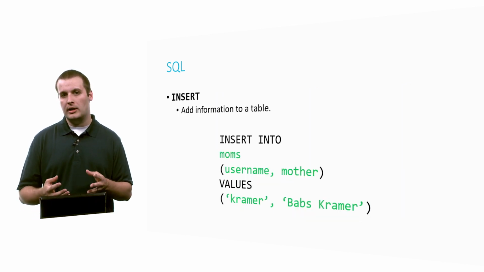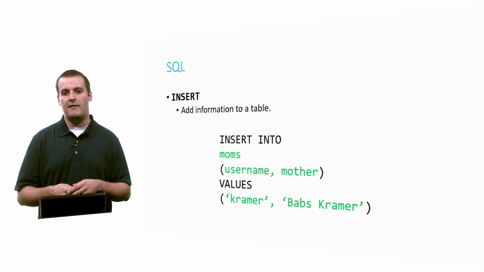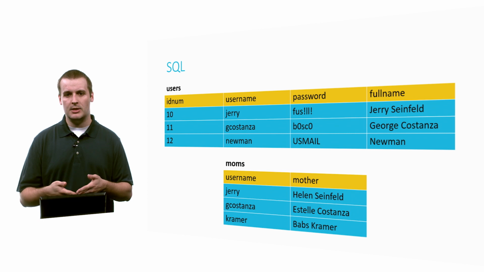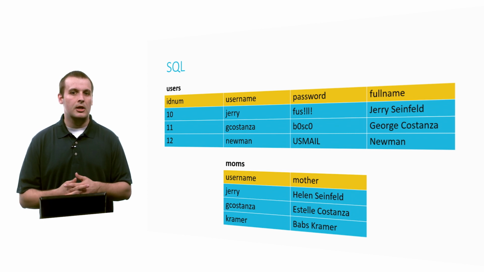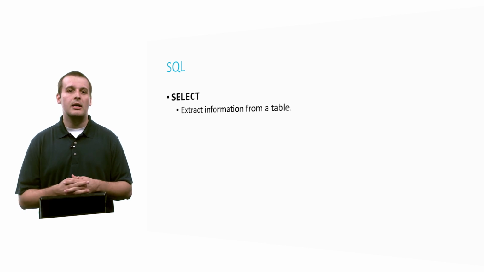So let's just do one more insertion. We'll insert into the moms table, in particular the username and mother column, the values Kramer and Babs Kramer. And so we had this before. After we execute that SQL query, we have this. We've added Kramer and Babs Kramer to the moms table. So that's inserting.